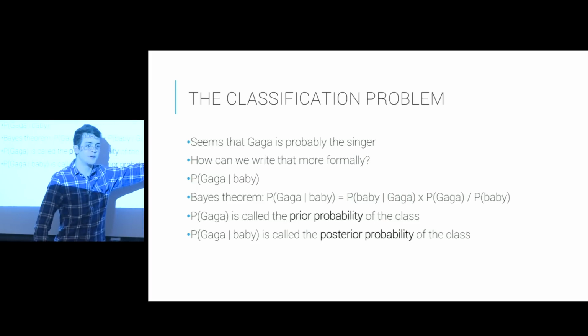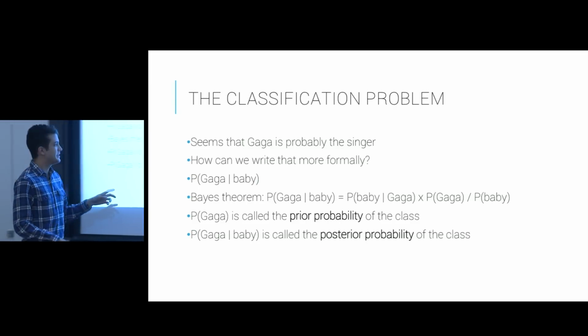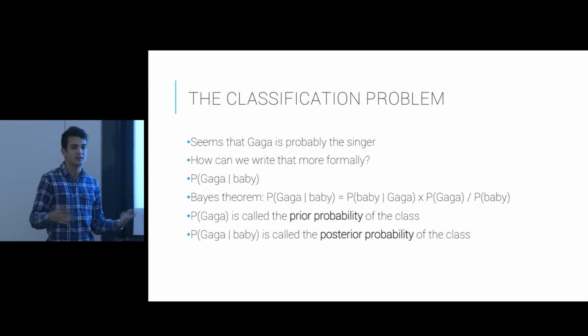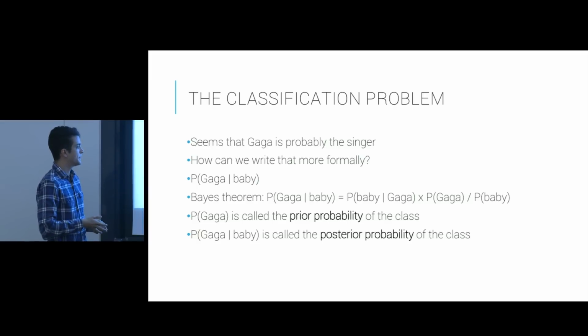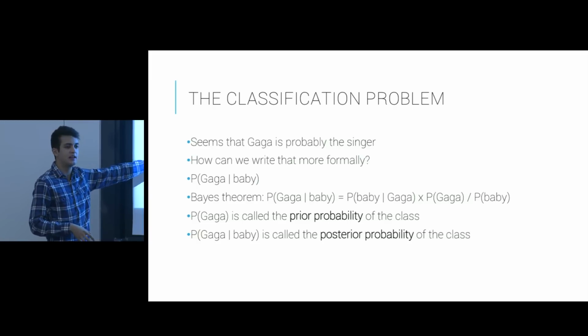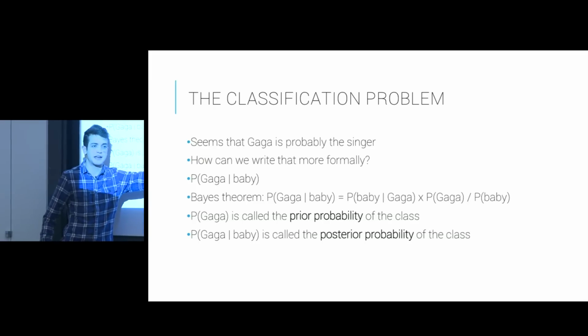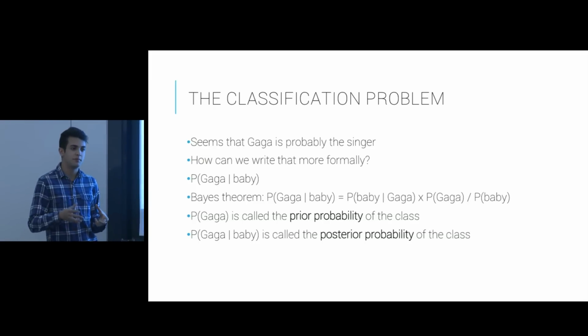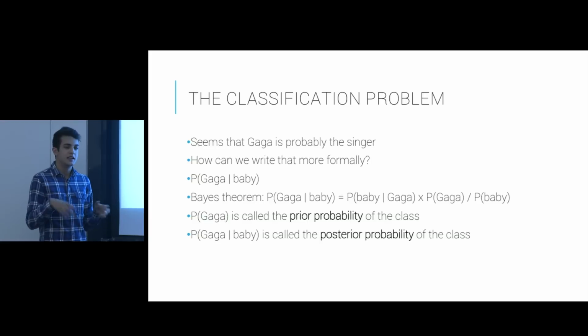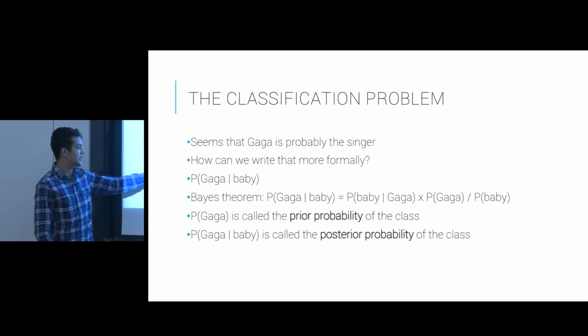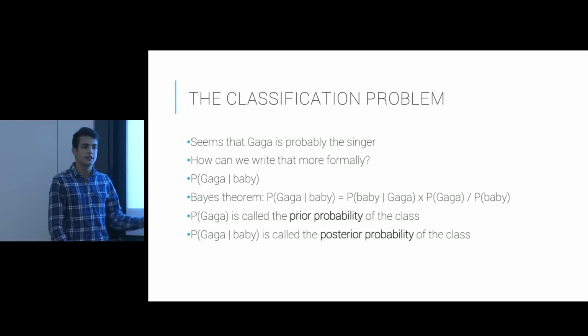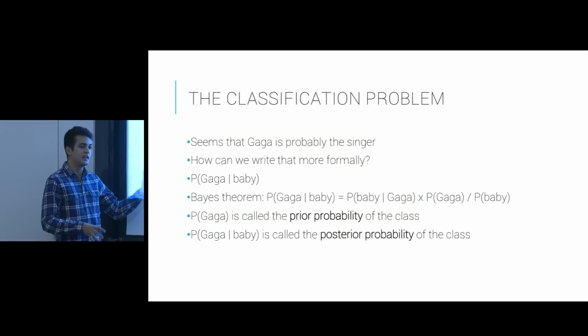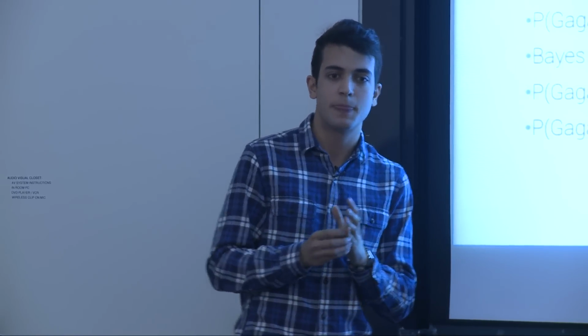And the last one is just the probability of baby, which doesn't really matter that much. It's just the probability of seeing baby in English, kind of. We usually don't care that much about that term. Does that make sense? So the probability of Gaga is called the prior probability of the class Gaga, because it just means the probability of having that class, which is Gaga, in general, with no conditions. And when I have the probability of Gaga given baby, we call it the posterior probability, because it's the probability of having Gaga given some evidence. I'm giving you the evidence that I saw the word baby in the song. Make sense?